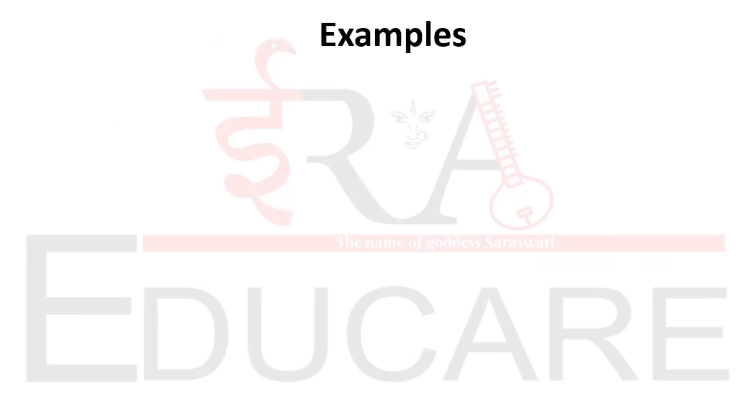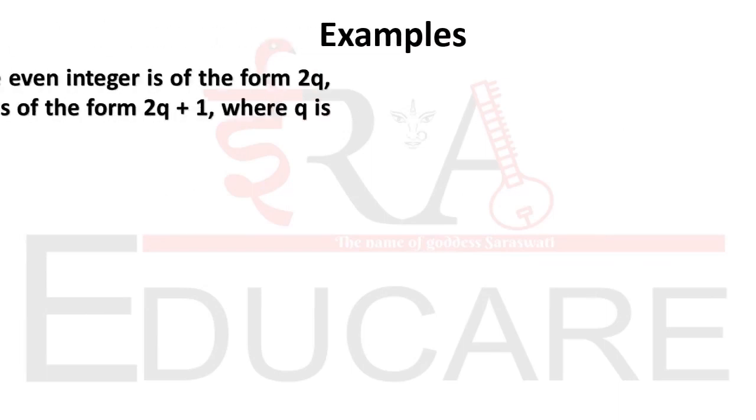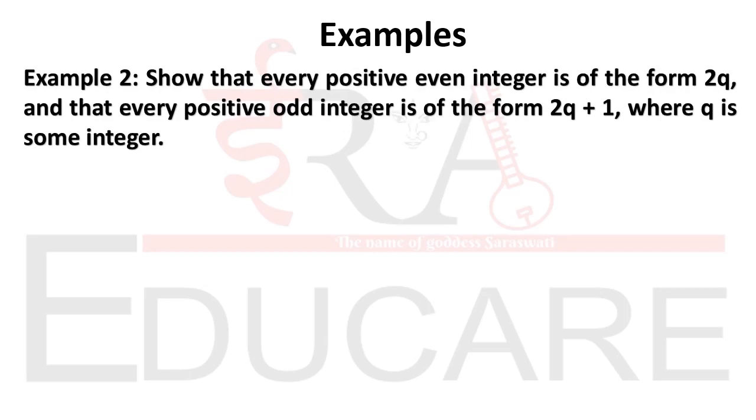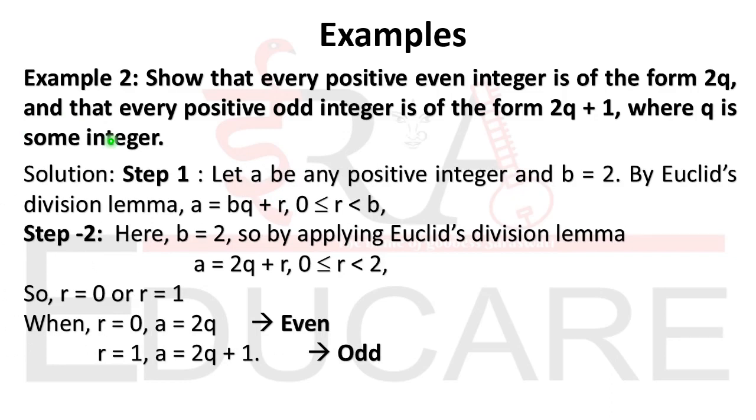Now the next topic is, some examples are there, okay? So in the NCERT book we have example number 2. Show that every positive even integer is of the form 2q and that every positive odd integer is of the form 2q plus 1, where q is some integer. So friends, we can solve this by Euclid's division lemma. So let's apply Euclid's division lemma on that.